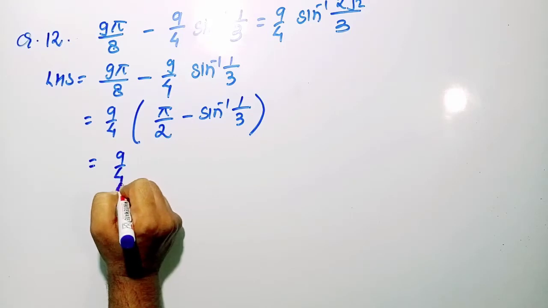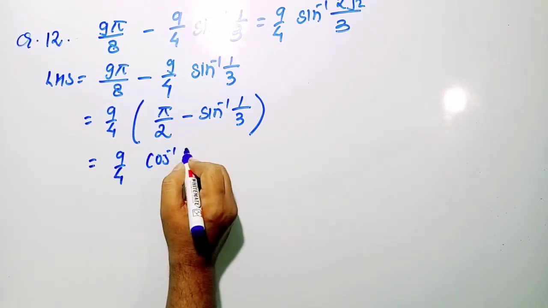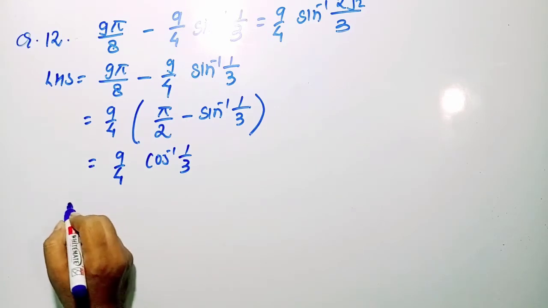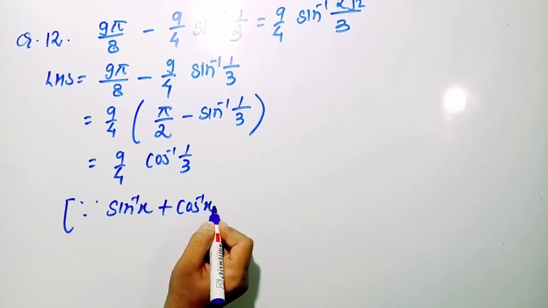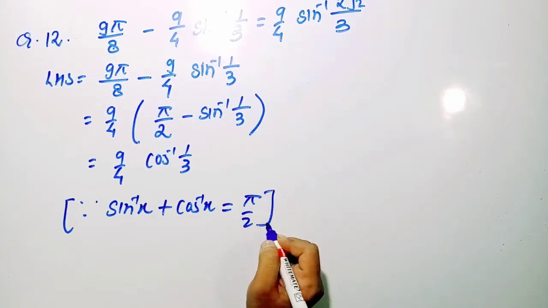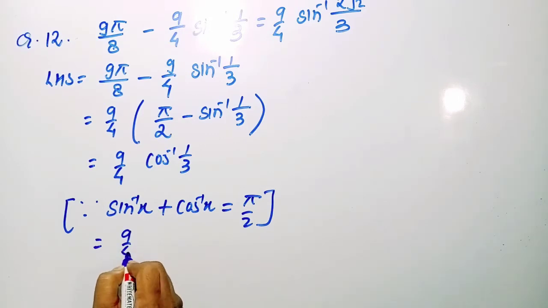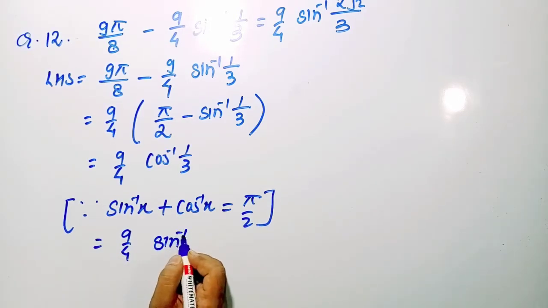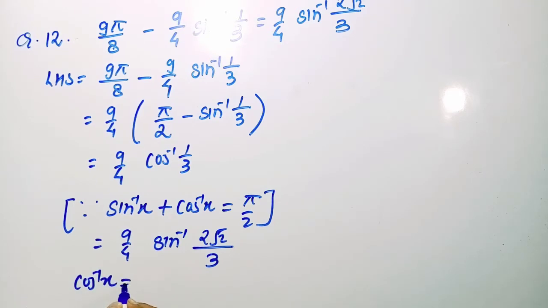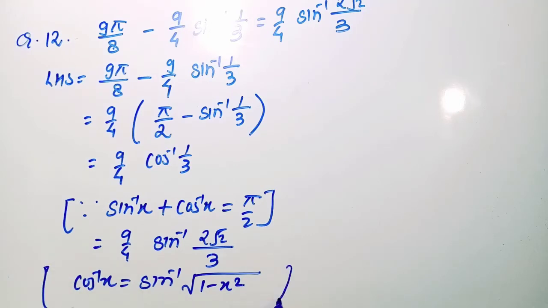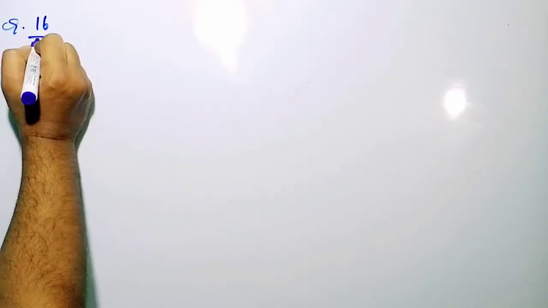right? So 9 by 4, so this term can be written as cos inverse 1 by 3, because students we know that sin inverse x plus cos inverse x is equal to pi by 2. So the value of pi by 2 minus sin inverse x will be what? Cos inverse x. In place of x here we have written 1 by 3. So we will turn this cos into sin. So 9 by 4 sin inverse 2 root 2 by 3. Right students, because we have applied the formula cos inverse x is equal to sin inverse.